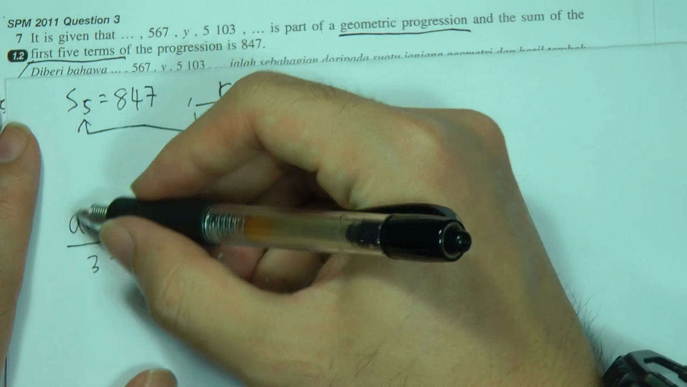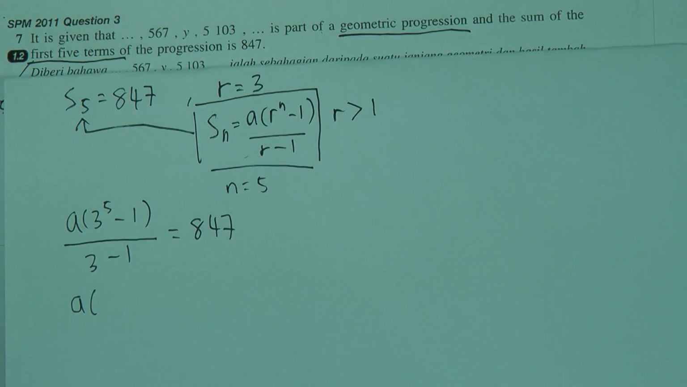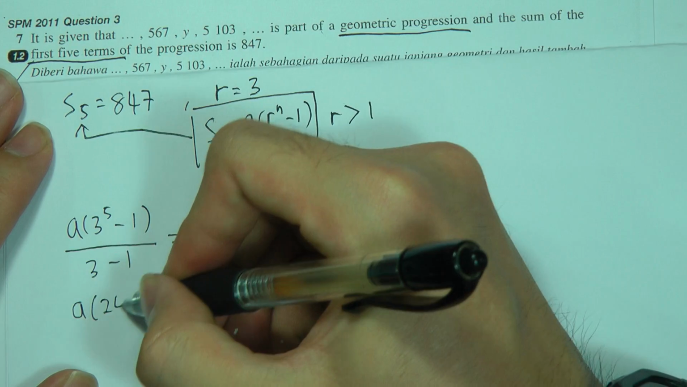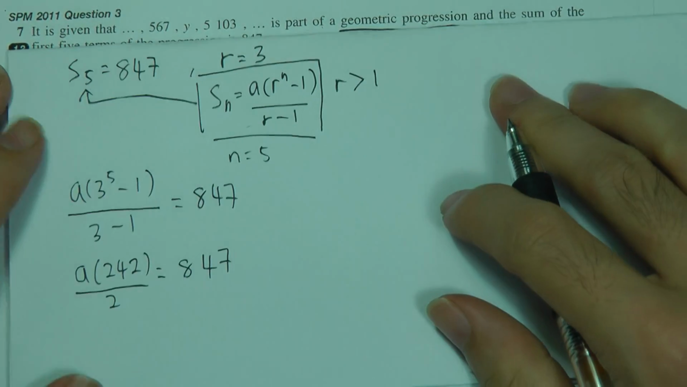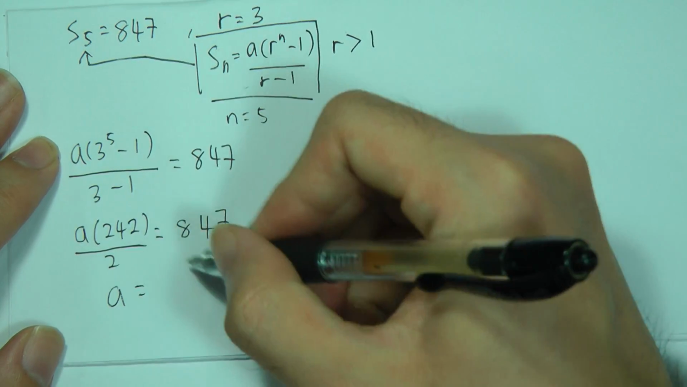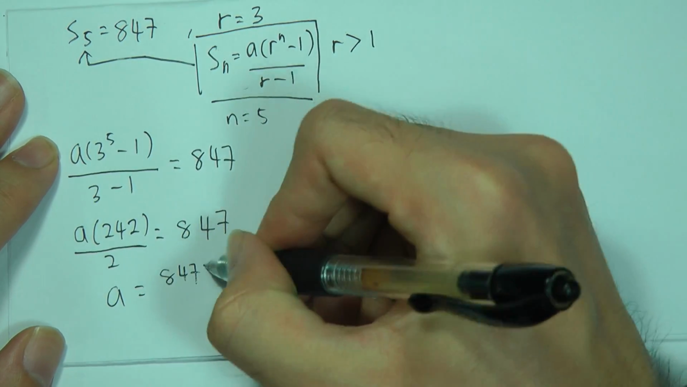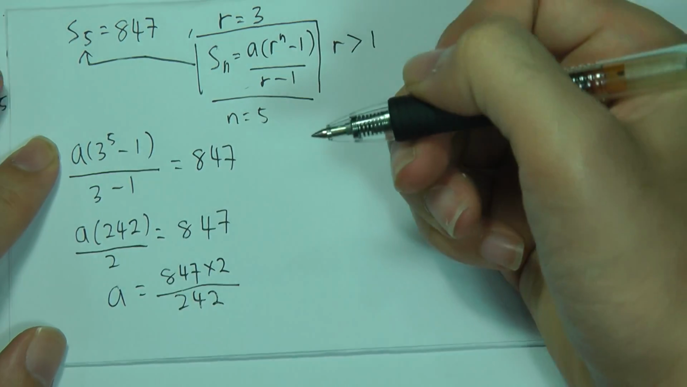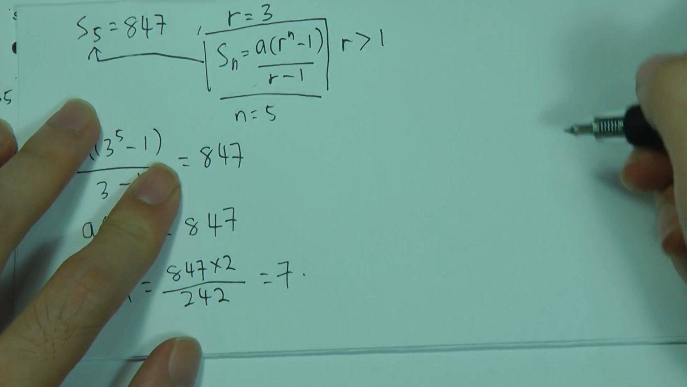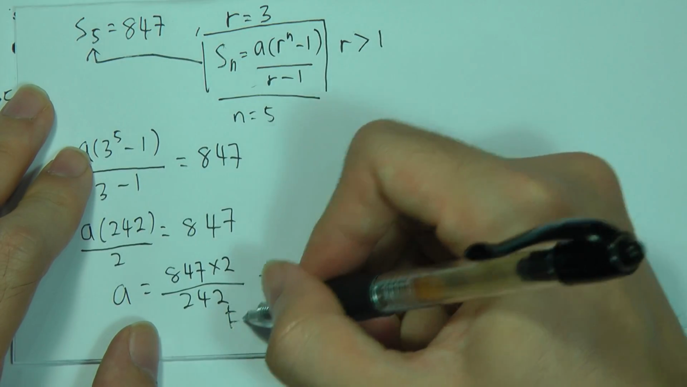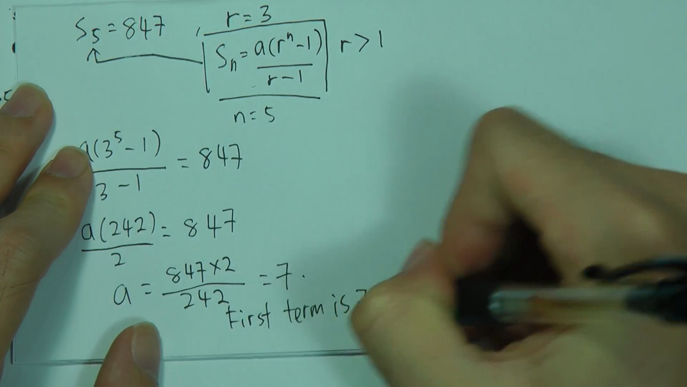So now we have a times 3 power of 5. For this one you just press your calculator, so it's not mistaken: 3 power of 5 is 243. So 243 minus 1 is 242, divided by 3 minus 1, which is 2, will equal 847. Then I just solve this algebra equation. A will equal 847 multiplied by 2 divided by 242, since the 2 moves to the other side and becomes multiplication. Let me press the calculator: 847 multiplied by 2 divided by 242 gives 7. So A will equal 7, which means the first term is 7.